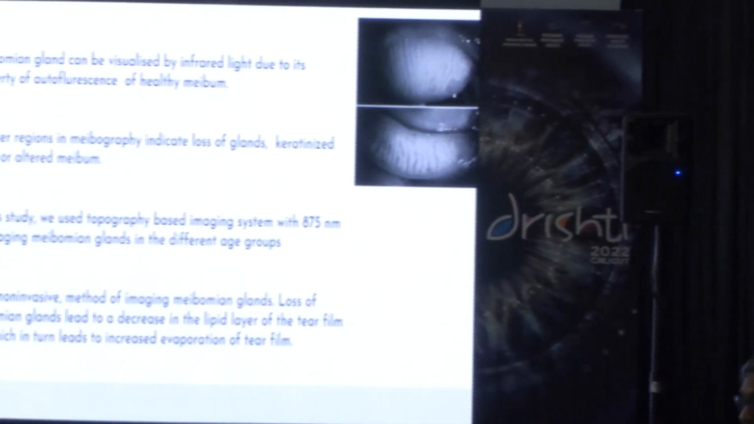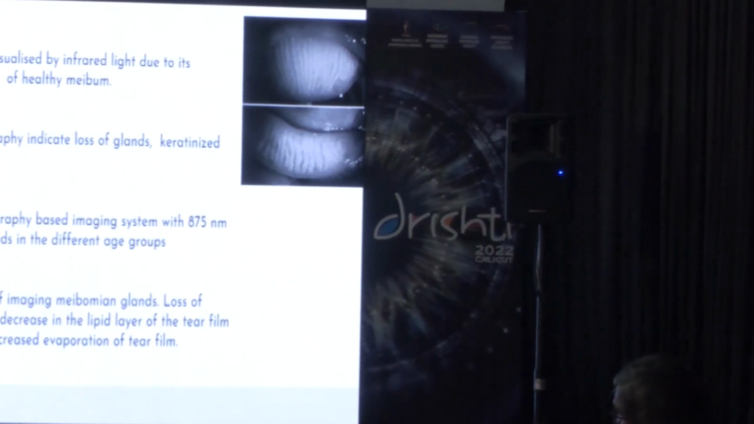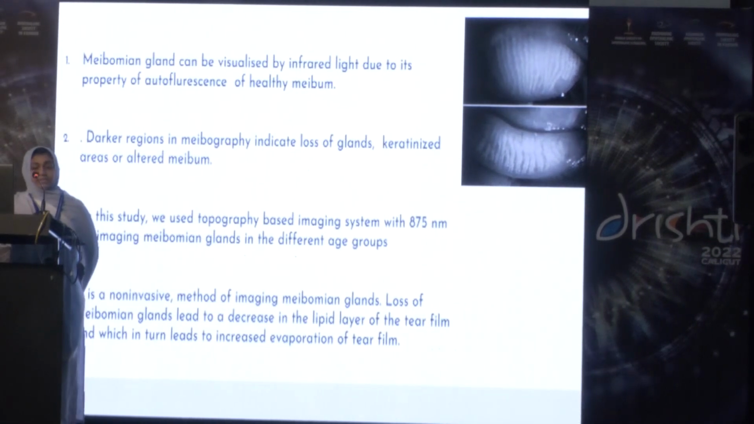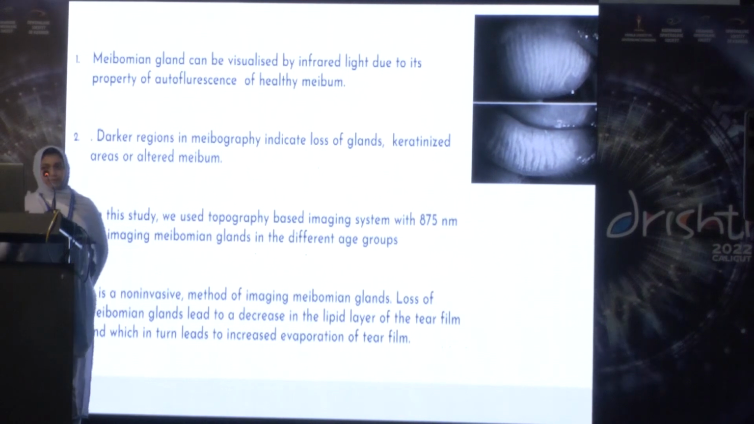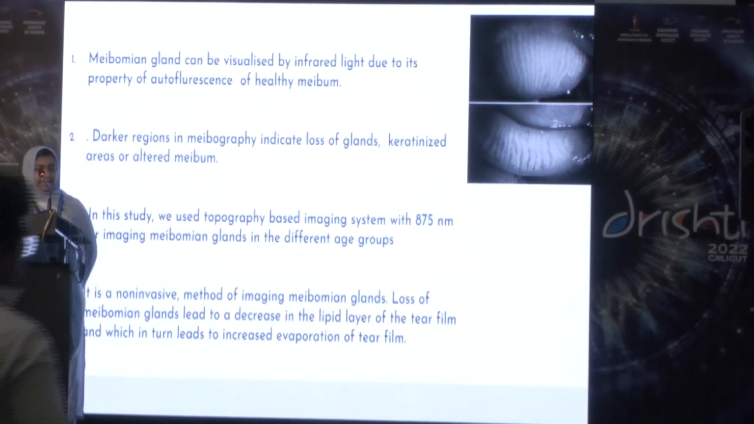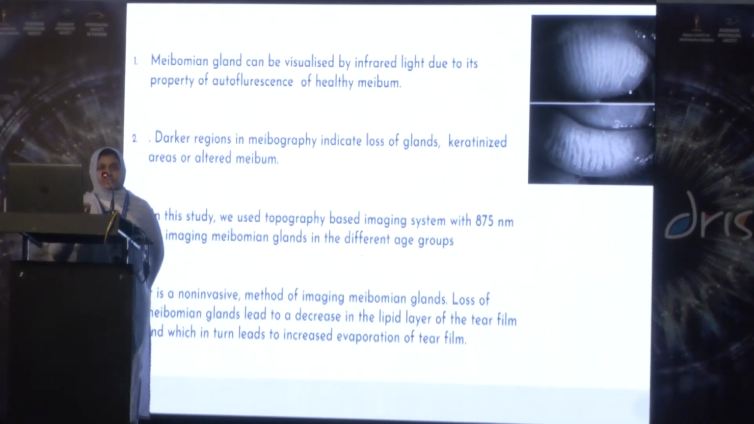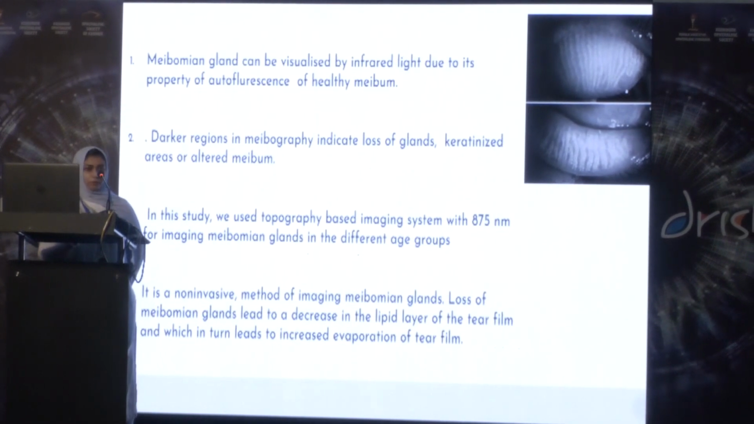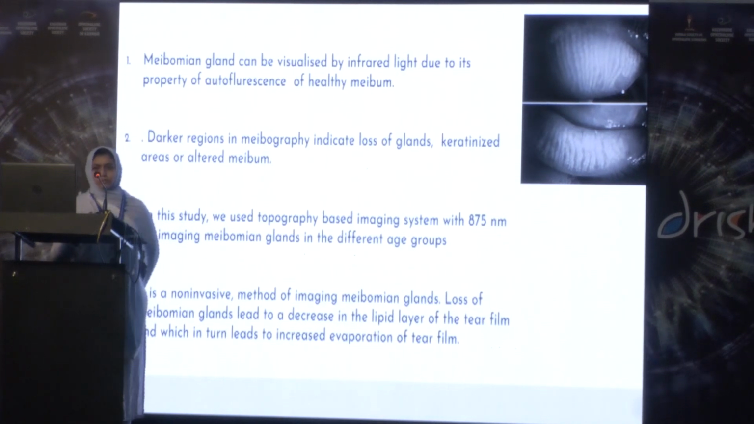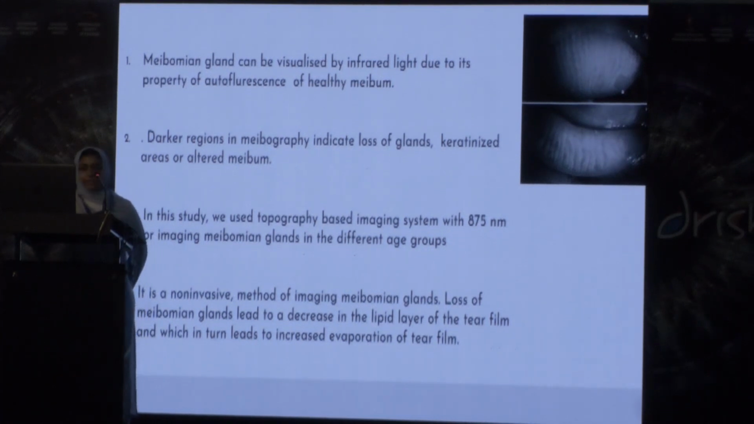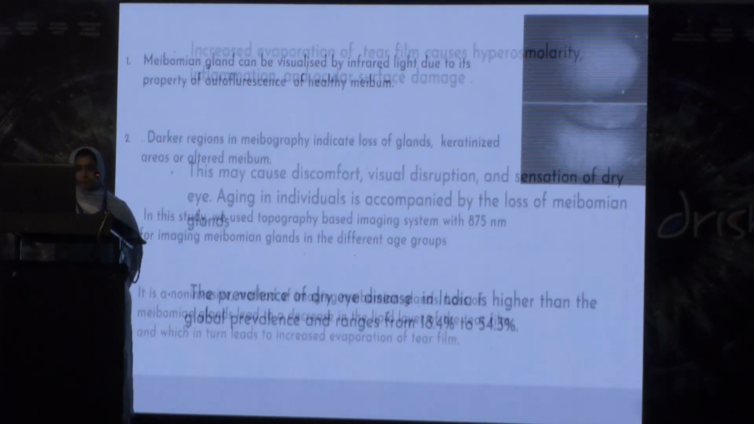Now, meibomian glands can be visualized by infrared light due to the property of autofluorescence of healthy meibum. So, darker regions in the meibography indicate a loss of glands, which are keratinized areas or altered meibum. In this study, we used a topography-based system with 875 nanometer for imaging meibomian glands in different age groups. It's a non-invasive method of imaging meibomian glands, and loss of meibomian glands leads to a decrease in the lipid layer of the tear film, which in turn increases evaporation of the tear film.